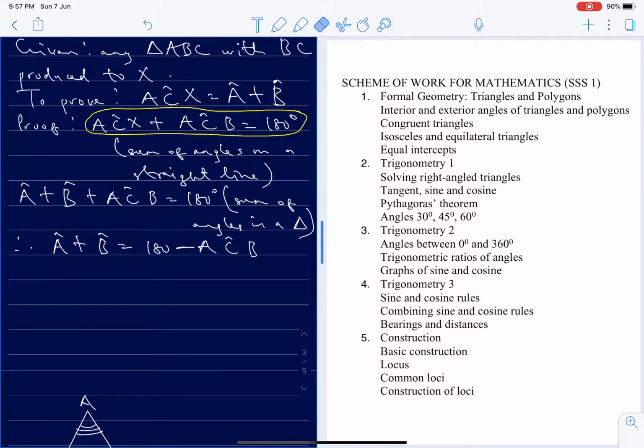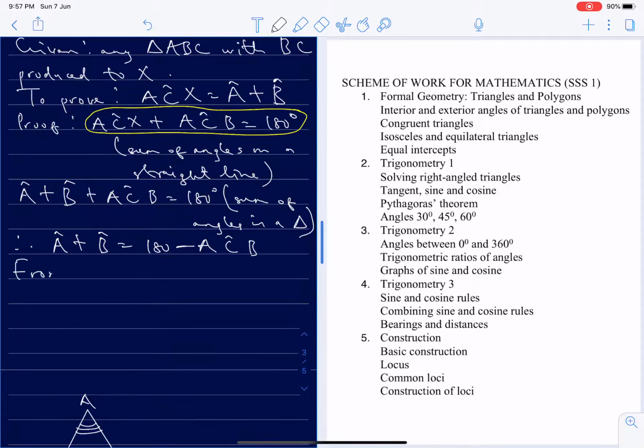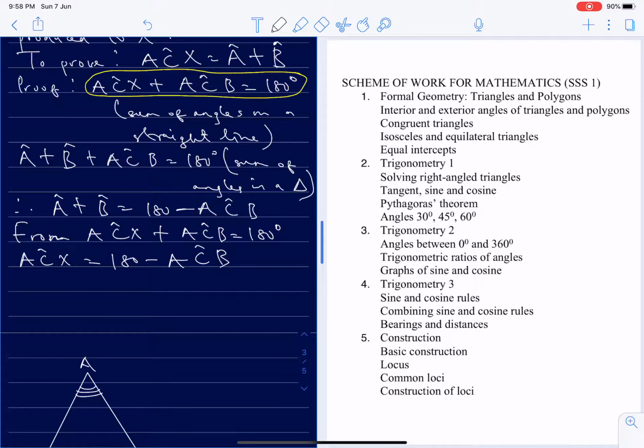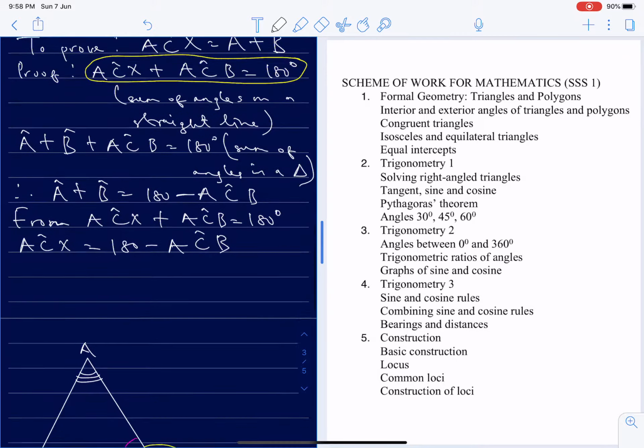But I think that's a better way to go about it. From the equation that says ACX plus ACB equals 180 degrees, I can say that ACX is equal to 180 minus ACB. Of course, you know the reason for that. Just move ACB to the right hand side.